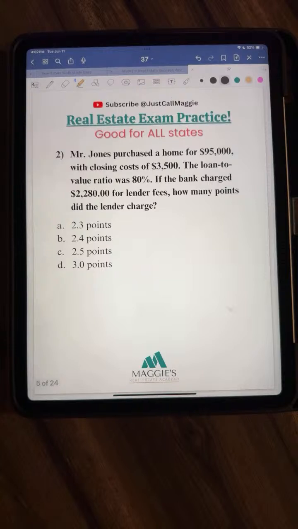All right, number 2. Mr. Jones purchased a home for $95,000 with closing costs of $3,500. The loan to value ratio was 80%. If the bank charged $2,280 for lender fees, how many points did the lender charge?